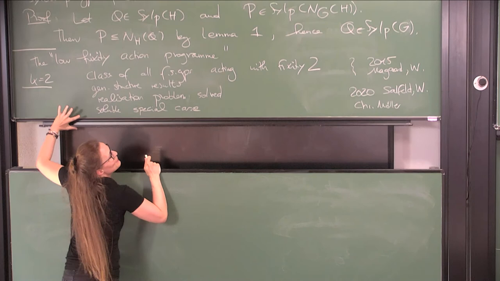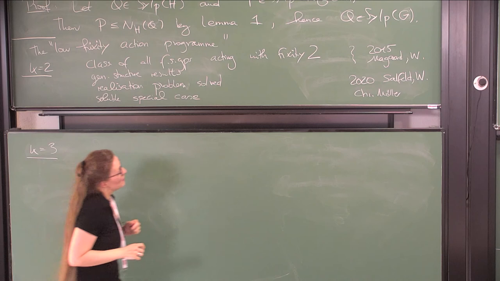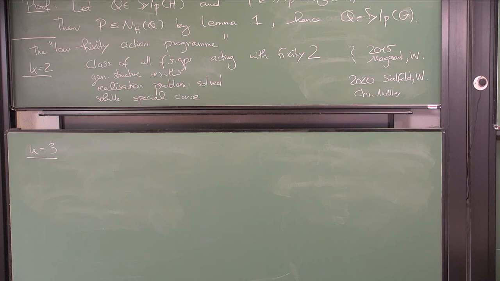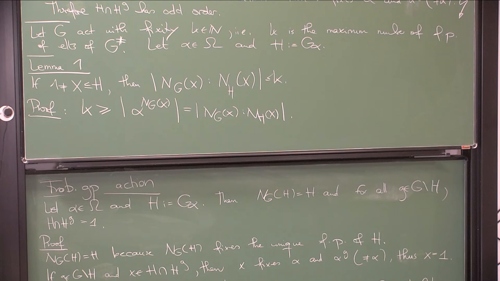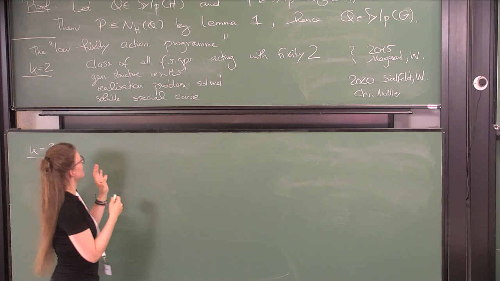Let's move to fixity 3. As you can imagine, sometimes when we were inside a group and studying the situation, we went to subgroups where you suddenly had fixity 2 instead of 3, so we needed previous work. This took longer, it was more difficult. It's kind of a weird coincidence that the two papers got published in the same year.